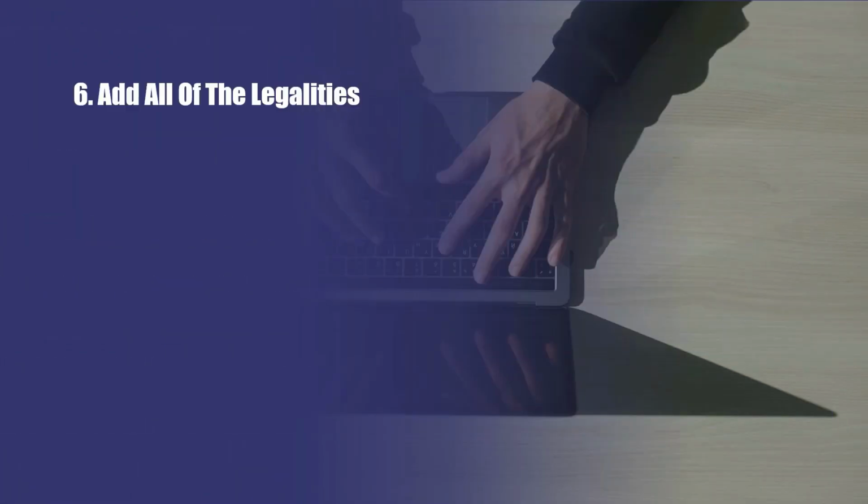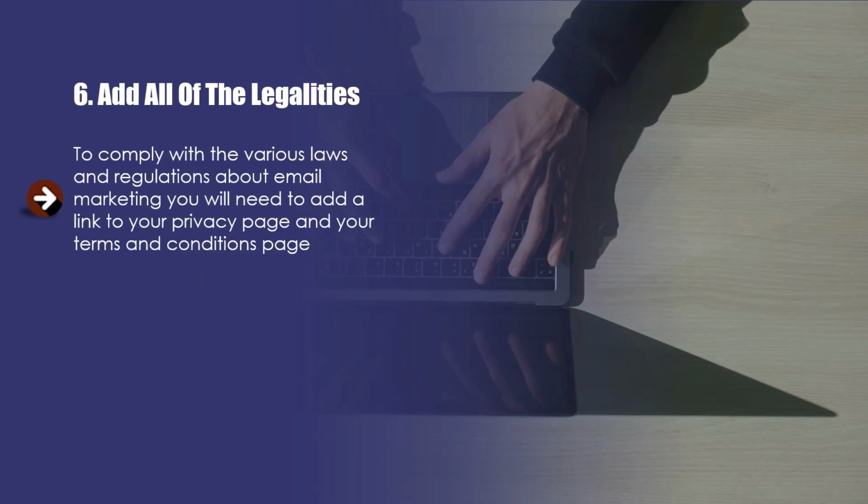6. Add all of the legalities. To comply with the various laws and regulations about email marketing, you will need to add a link to your privacy page and your terms and conditions page. The rules change often, so make it your business to keep up to date with everything.